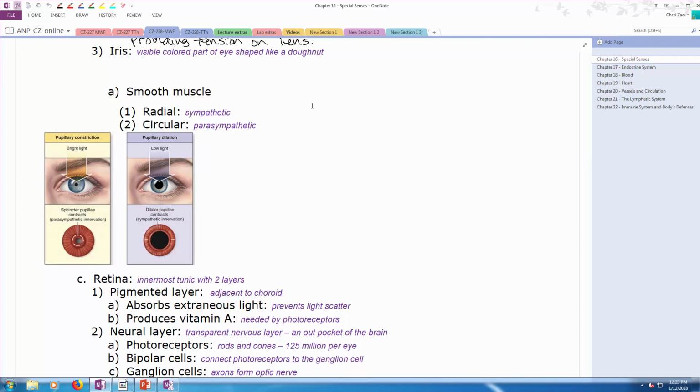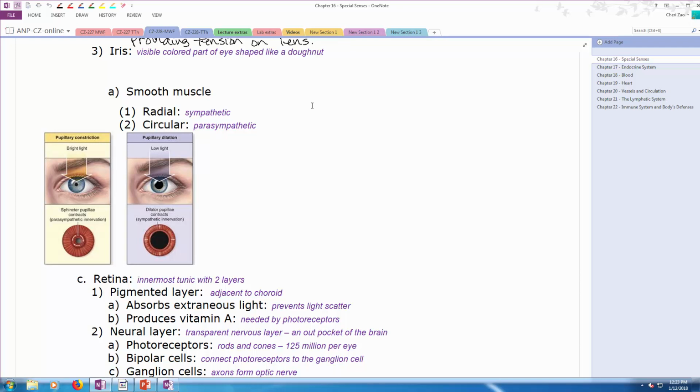Yes? Does squinting release that tension? Squinting has nothing to do with it. Squinting will only enhance the process that we're going to talk about, I don't know if we'll get to it today, called accommodation. And accommodation is actually the fattening of the lens.